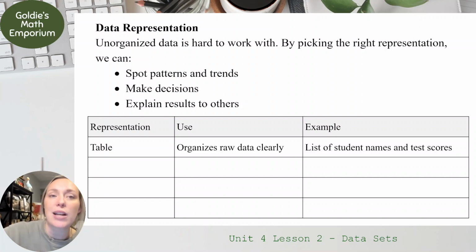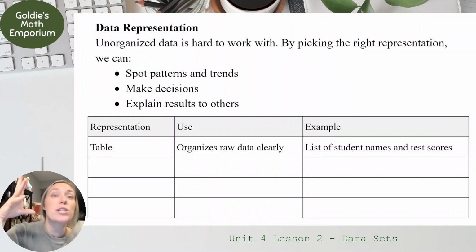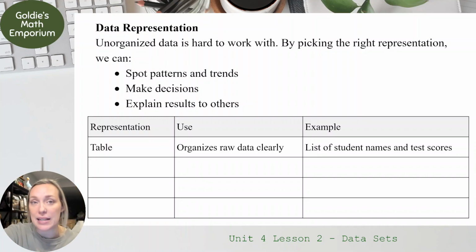The first way that's most common is with a table. It organizes raw data very clearly. For example, a list of student names and the test scores right next to them. We're going to work mostly with data in AP CSA. Starting with the next lesson, we're going to work with one-way tables in the form of one-dimensional arrays. Then eventually we get into array lists, which are another form of one-dimensional tables, and then eventually 2D arrays, which are going to be two-way tables.